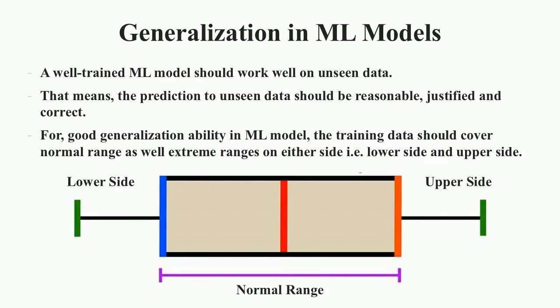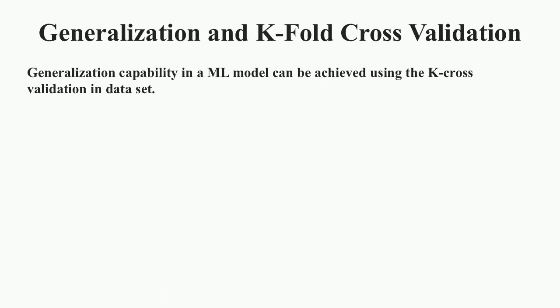Also, the data set should cover the normal range as well as extreme ranges on both sides, that means on the lower and upper side both. In other words, the data may contain some outliers on either side of the normal range for a robust training data set and training of the model. Generalization capability in a machine learning model is achieved using the k-fold cross-validation technique.